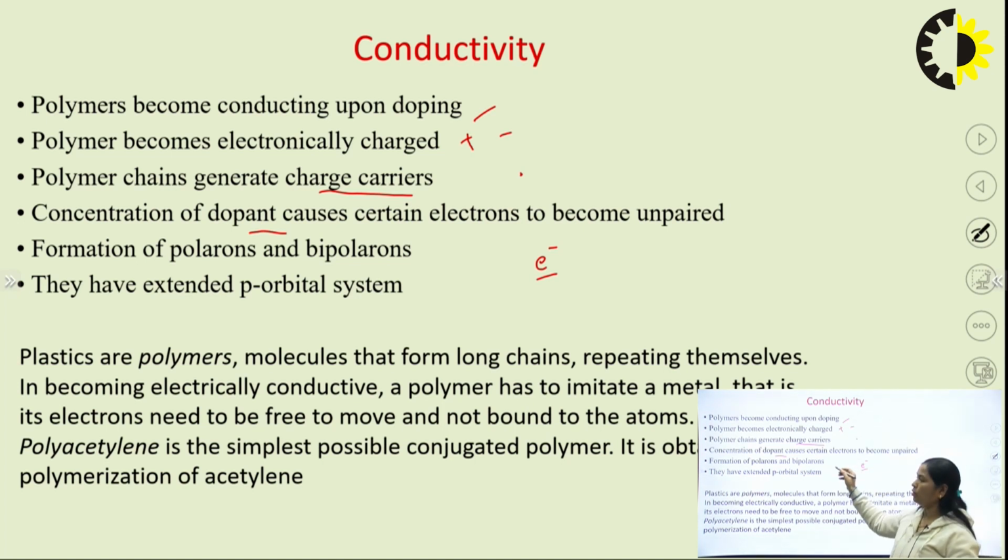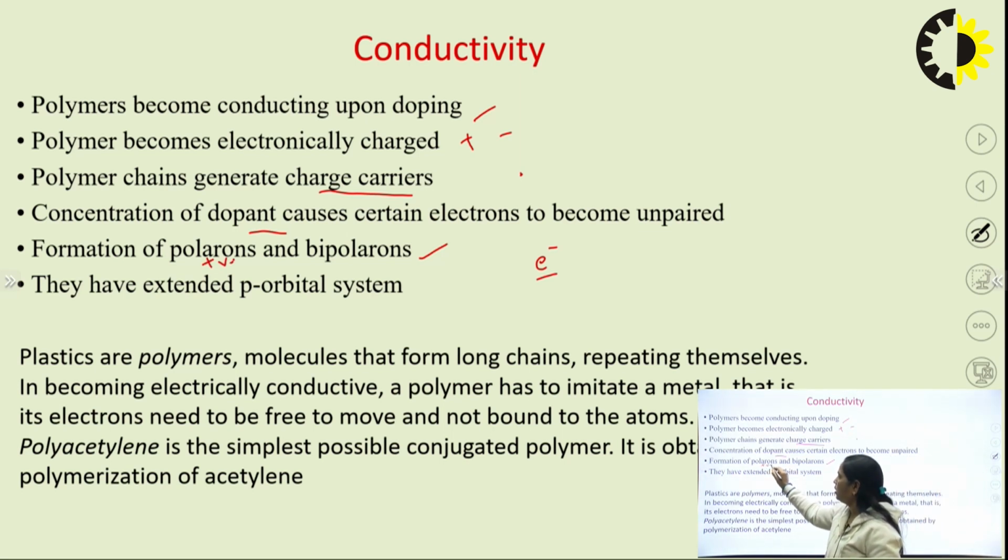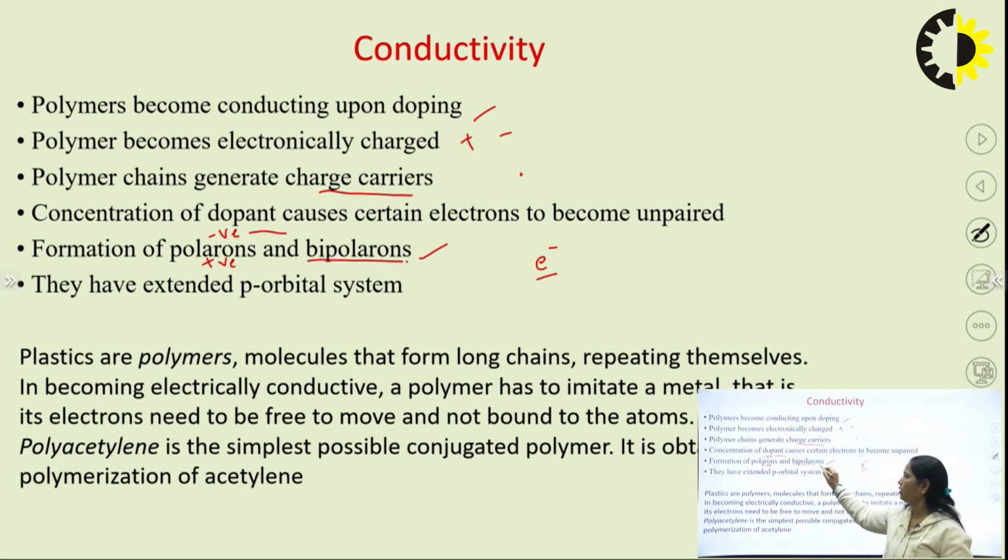In the process of making conducting polymer, polarons and bipolarons are formed. A polaron is a charge species in which one positive or one negative charge is there. If a positive charge is there, it is known as a positive polaron, and if a negative charge is there, it is known as a negative polaron. But if two positive or two negative charges are there, the system is known as a bipolaron. Or the polymer may be conducting in nature when it has an extended p orbital system. Overall, these are the properties that give conductivity in a polymeric structure.